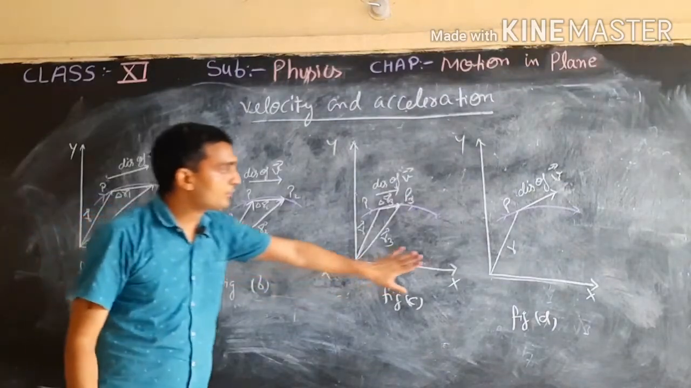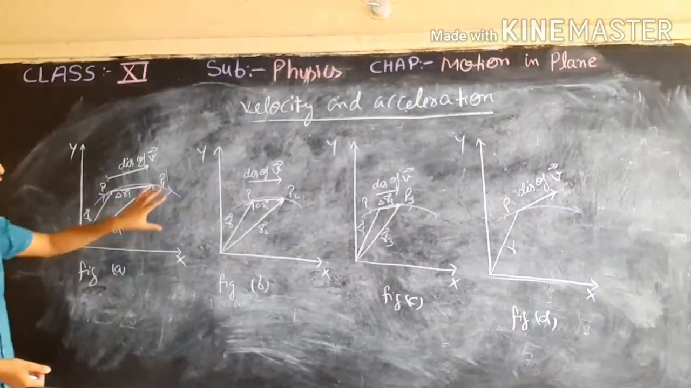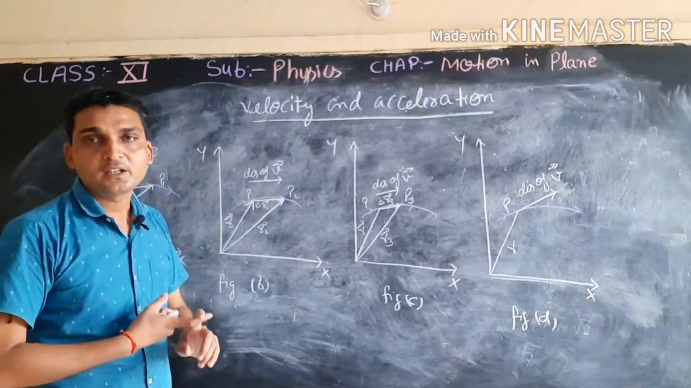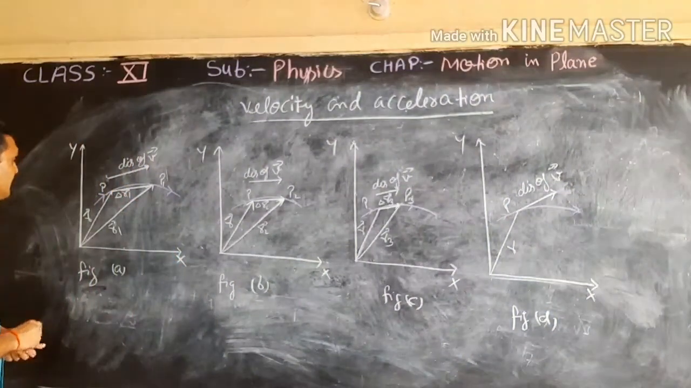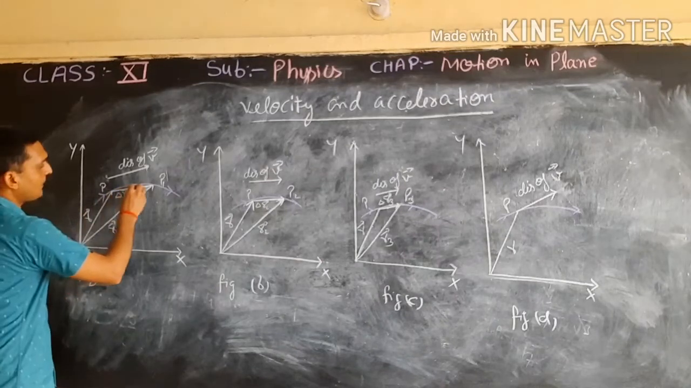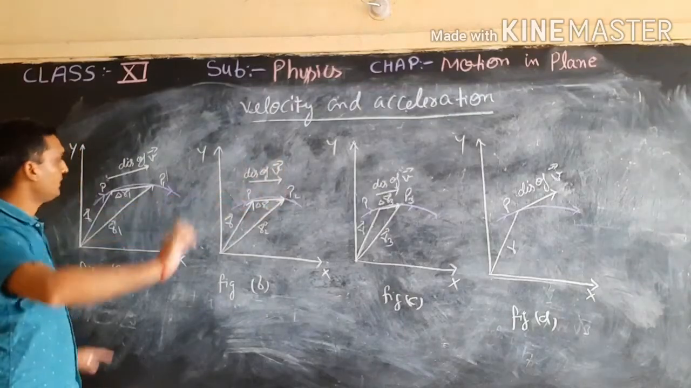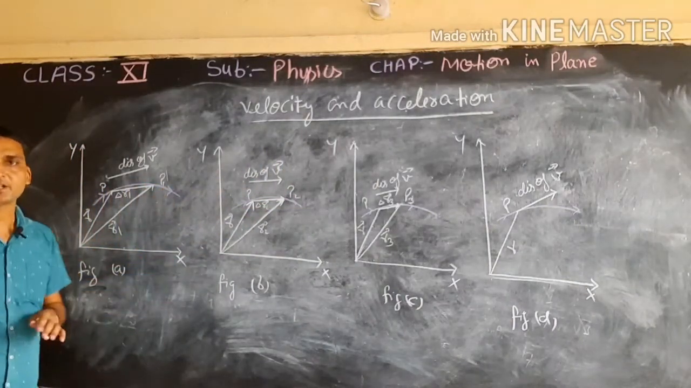Four figures are drawn to understand the concept of direction of velocity, average velocity and instantaneous velocity. So first, suppose this is the path of the particle moving. This is the same path in all the four diagrams. The violet color chalk represents the path of the particle.